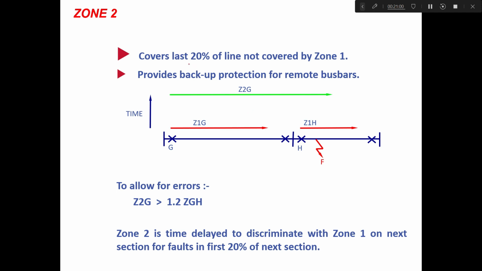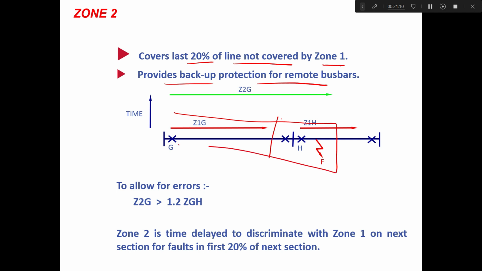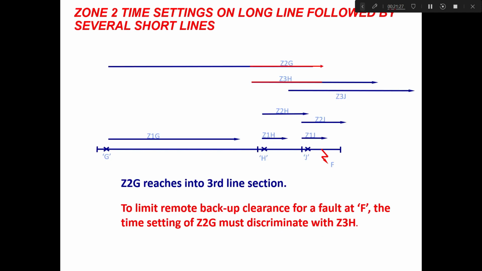Zone 2 covers the last 20% of the line which is not covered by zone 1, and provides backup protection for the remote bus bar, because this is the area of zone 2, so it covers the bus bar at the remote end. Zone 2 is time delayed because it also covers a portion of transmission line which is outside the principal transmission line.